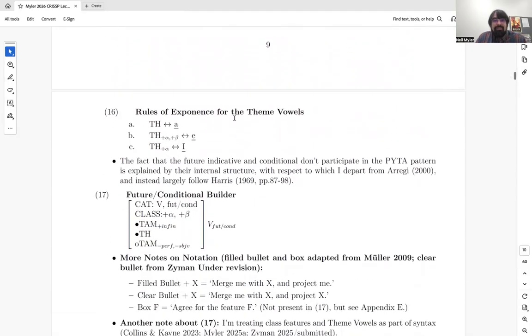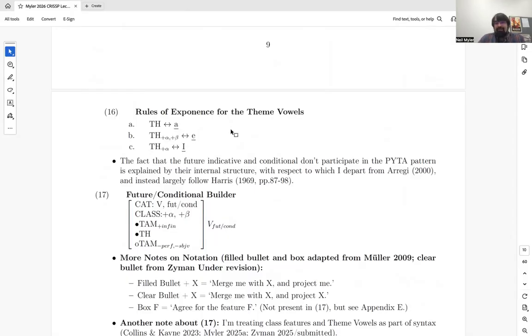In 16, I've got rules of exponence for the theme vowels. So the default rule in 16a inserts a floating a, an a that's not pre-linked to the timing tier. If you've got a theme node with plus alpha plus beta, that corresponds to a floating e. And if you've got a theme that's plus alpha, you get a floating capital I. So this is a vowel which is not linked to the timing tier, and which is minus back, minus round, and minus low, but underspecified for plus minus high. And that's the third conjugation theme vowel.